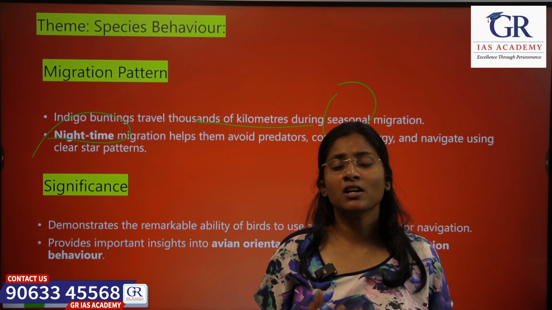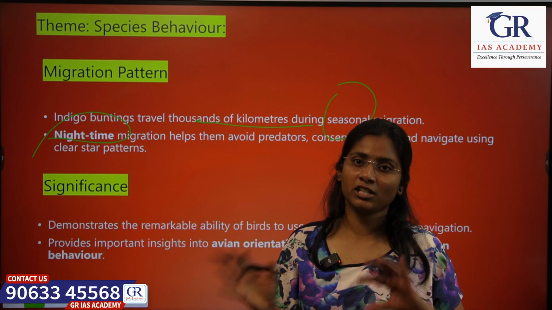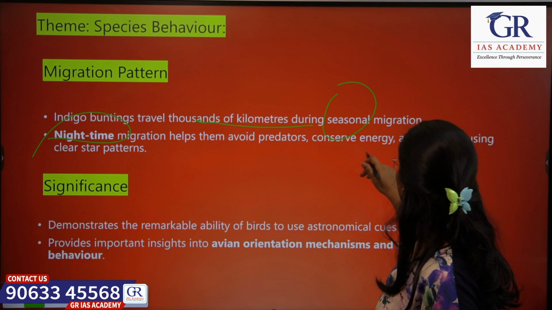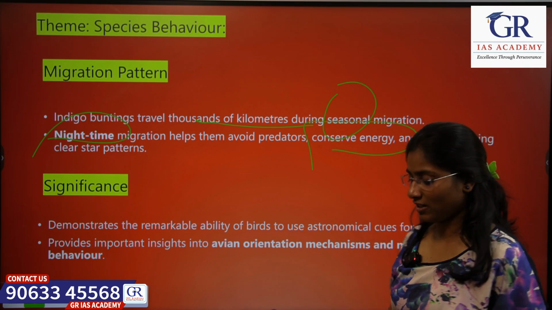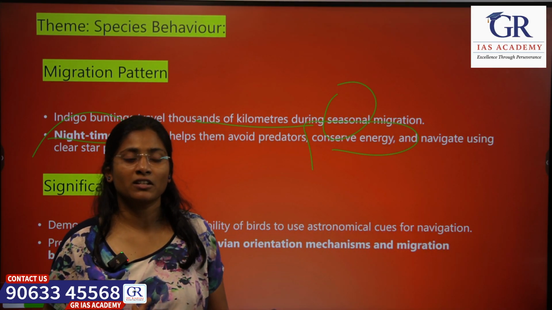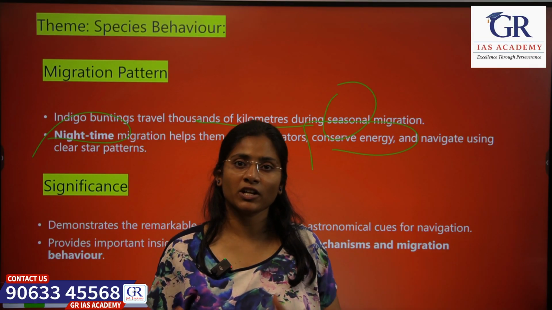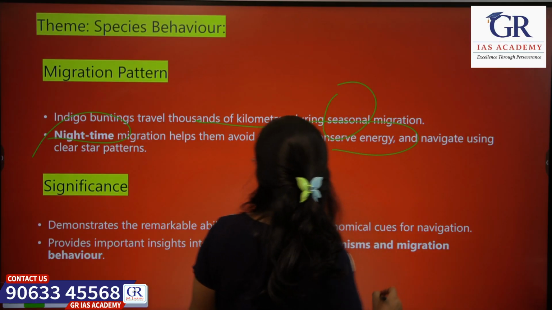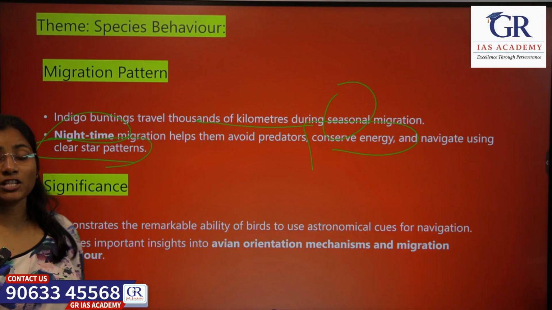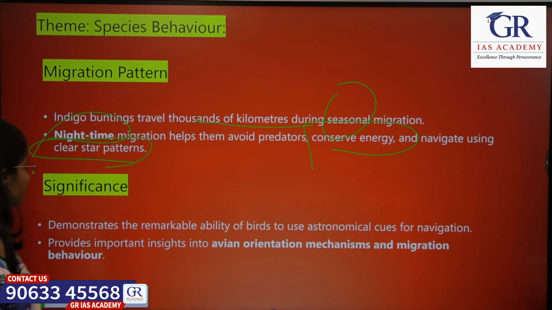Mostly predators feed during the day. Some are nocturnal animals which feed at night, but they mostly escape predators at night time, and they conserve energy. Why? Obviously when it is daytime, heat and climate affect them. So they are able to conserve energy when they travel at night, and they use star patterns for traveling, which makes it easier for them to identify which direction they have to go.